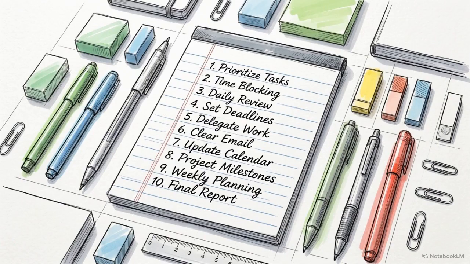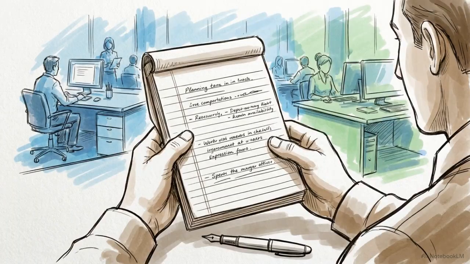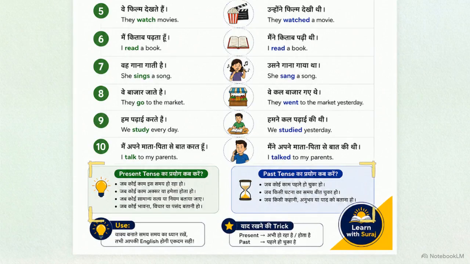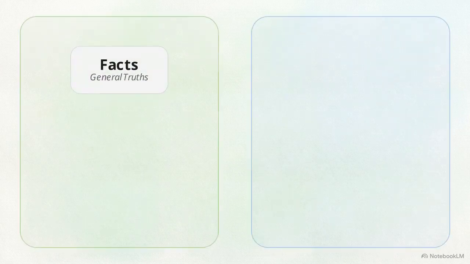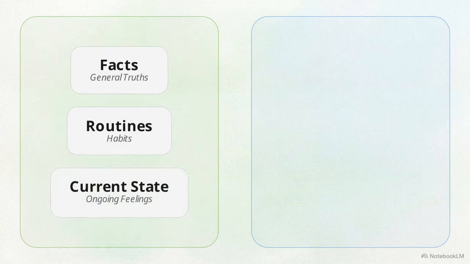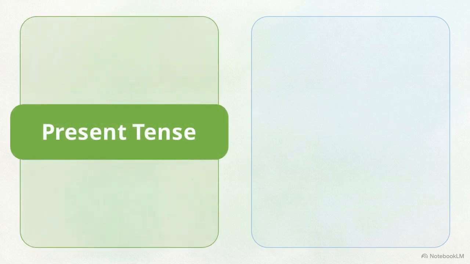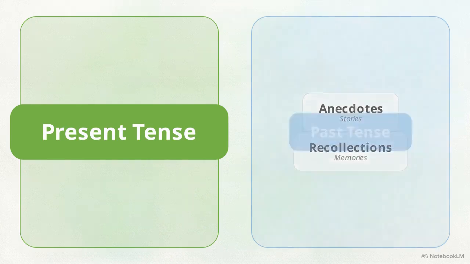Review the 10 pairs you've just written. You now possess the structural framework to explain both your current daily obligations and the specific tasks you accomplished yesterday. Let's look at the bottom of the map to solidify exactly when to deploy these verbs. The rules are straightforward. If you are stating a general truth, explaining a habit, or describing an ongoing feeling, use your green present tense list. If you are telling a story or sharing a memory, rely on your blue past tense list.